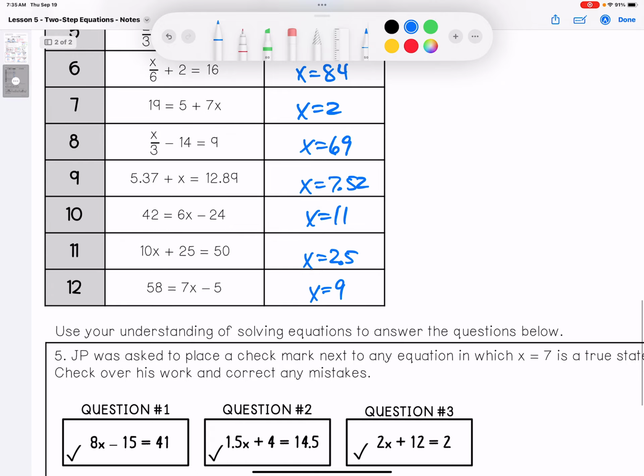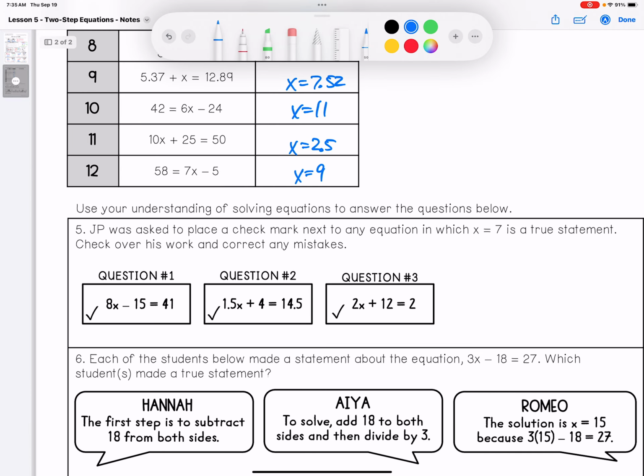All right, moving down to the bottom. JP was asked to place a check mark next to any equation in which x equals 7 is a true statement. Check over his work and correct any mistakes. So he wants to know if 7 is a true statement for each one of those, okay? So all we have to do is plug 7 into each problem and see if he is correct.